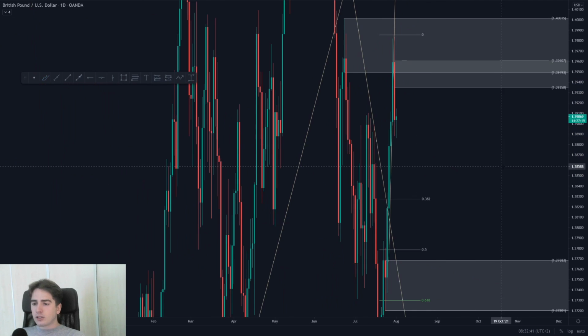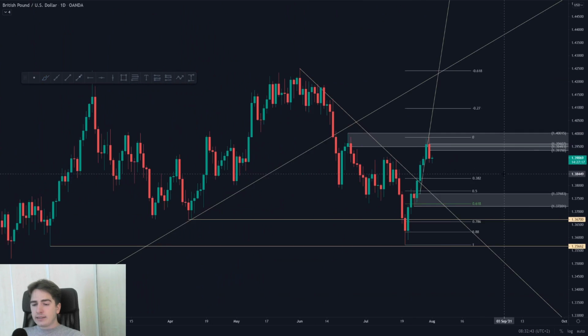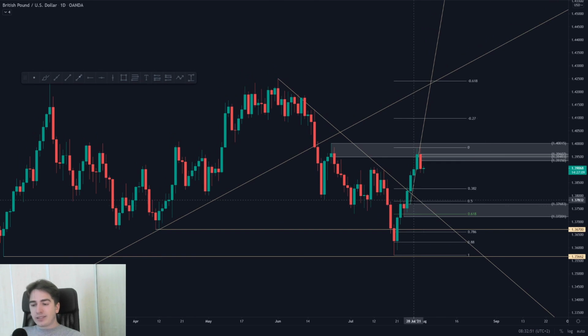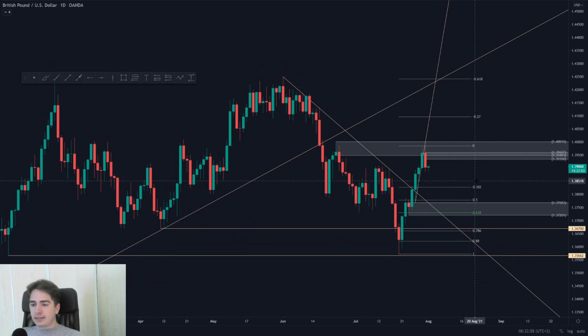further pullback, especially also if you look at the daily. Daily is very overextended. The daily is now bullish, but I am looking for a retest of the descending trend line on the daily, and potentially, of course, still towards that zone at 1.37683. So that is it for pound dollar.